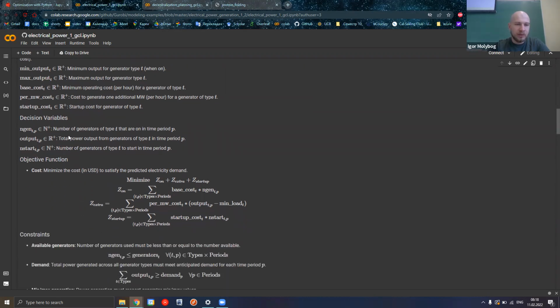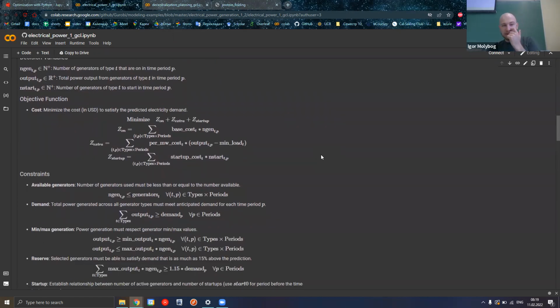The decision variables are going to be the number of generators of type T that are on in period P, and the output from the generators of type T in period P. So we are not going to be assigning output to specific generators. We're going to be assigning output to the generators of a specific type. And also we need a variable to express the number of generators of type T to start in period P.